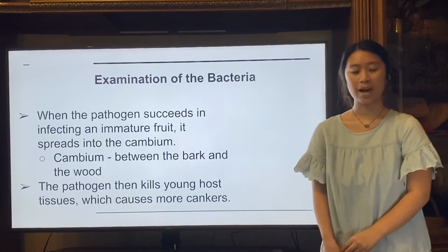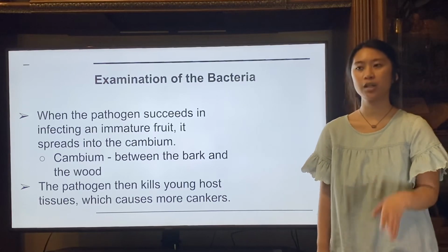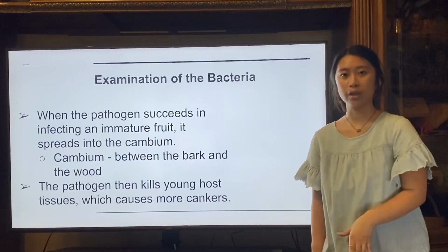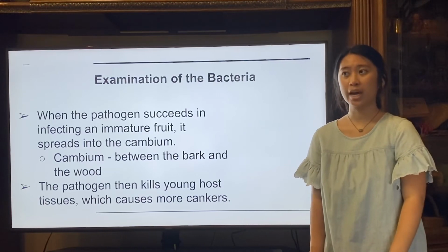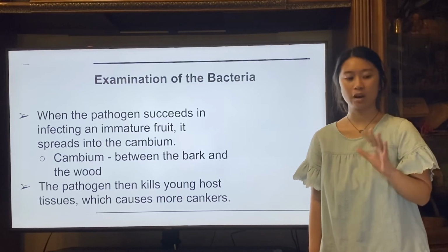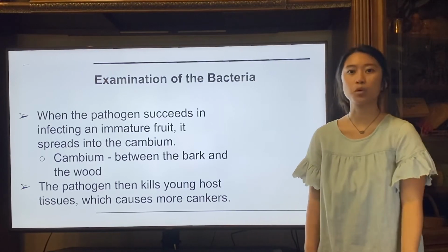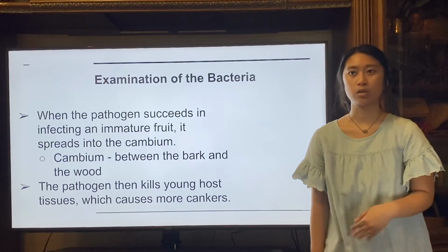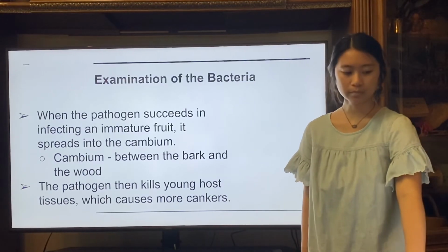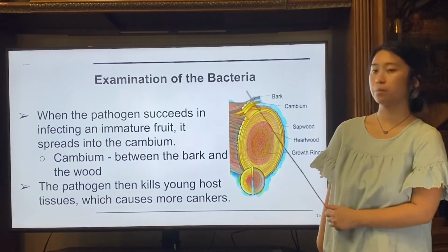More about the pathogen itself. When it succeeds in infecting a plant, then it'll start to spread into the cambium. The cambium is a part of the tree that's between the bark and the wood. And once it gets into the cankers, or into the cambium, then it starts to kill the young host tissues, which causes even more cankers, which again can be removed using various tools such as a torch or even scissors, just proper tools. And this picture right here shows where the cambium is located, in between the bark and the wood.